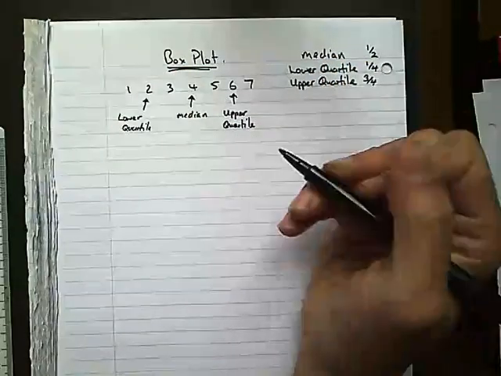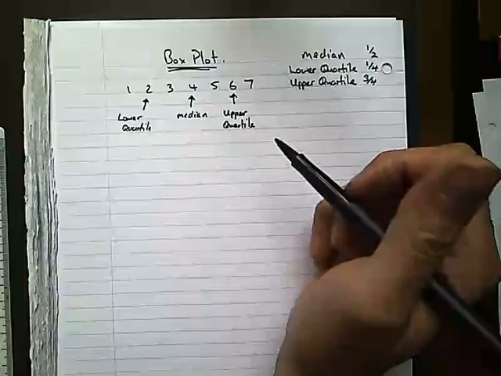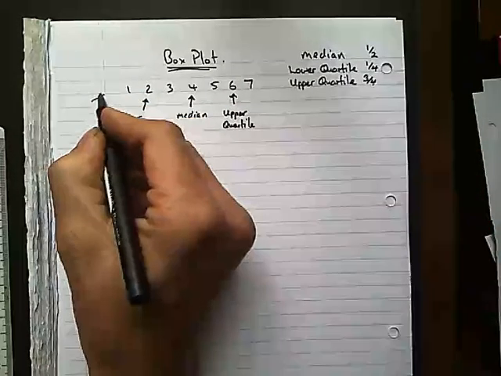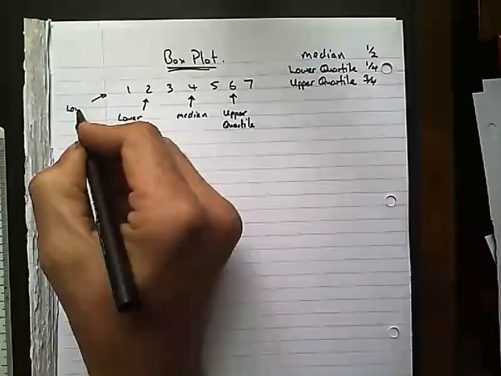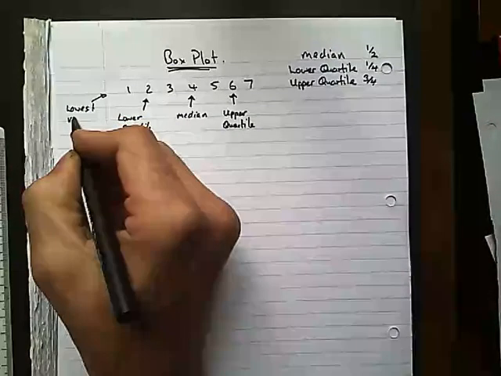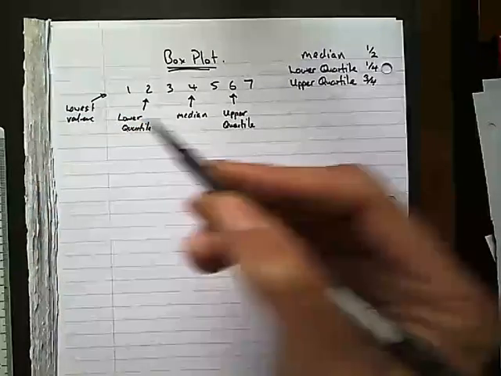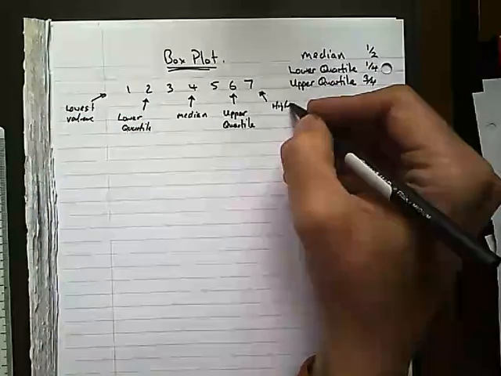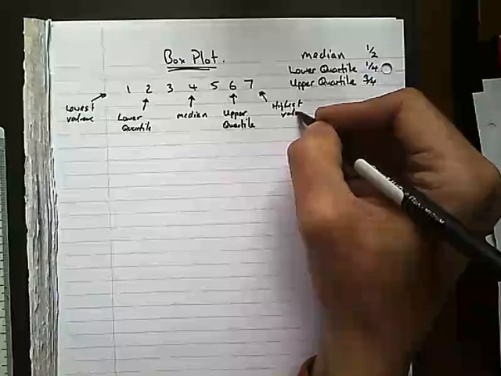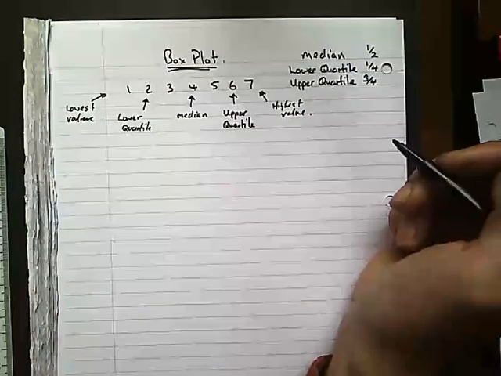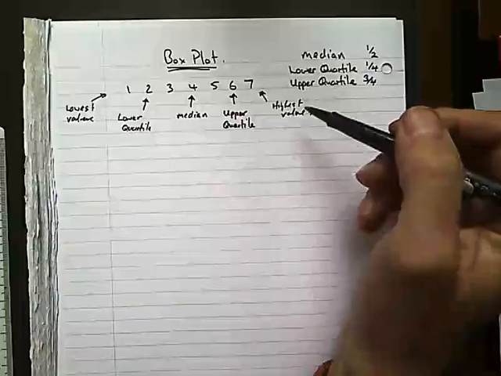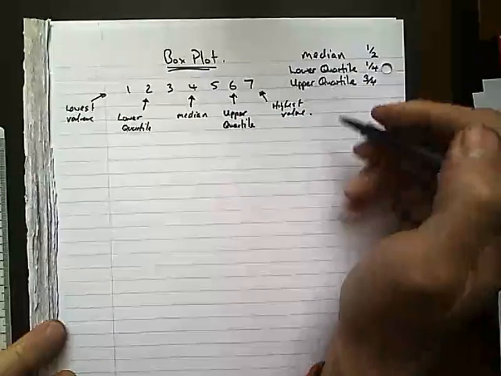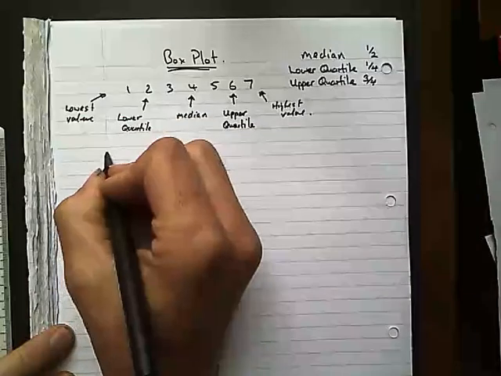Okay, so the only other numbers that you need to draw yourself a box plot is the lowest value, and the highest value. Okay, now you've got all those numbers, it's straightforward to draw a box plot. And I'll show you the rough way of drawing a box plot, and then we'll do it for this data.